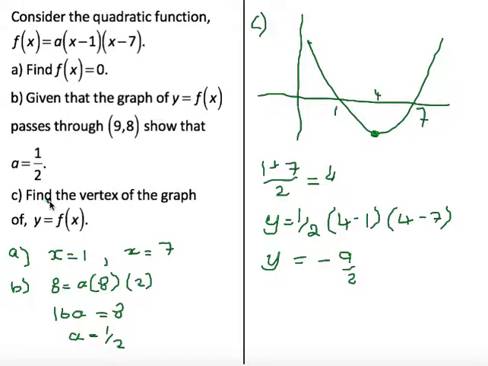So the vertex has an x and y coordinate. The x coordinate is 4. That makes sense. And the y coordinate, again, it makes sense to our diagram, minus 9 over 2. And that's our vertex. The important thing there is to remember that the vertex for the x is halfway between the two roots, always, and it's a symmetrical diagram. Then we can take the 4 and put it into there.